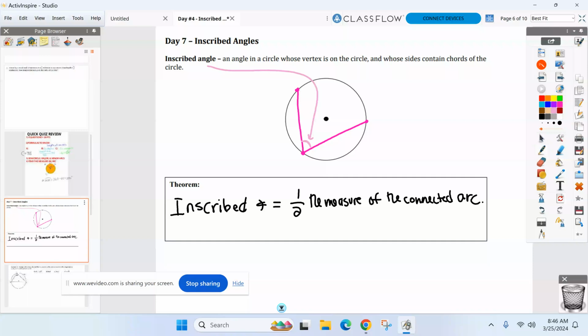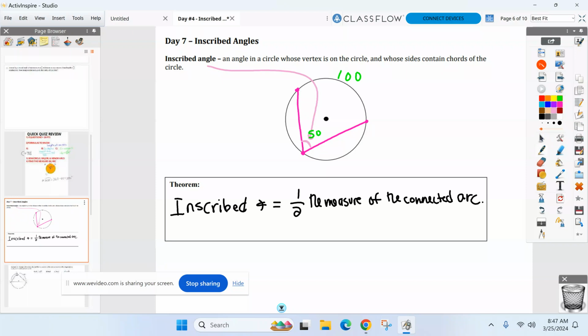So on my diagram, let's say that arc's 100, my inscribed angle, 50. That's how it works, okay? All good? That's how you find an inscribed angle. You take half its connected arc. The angle is always half of the arc.